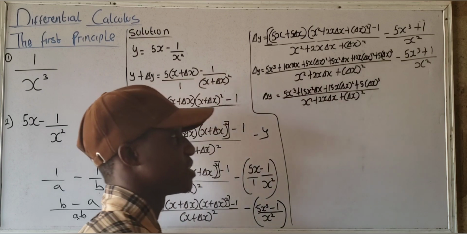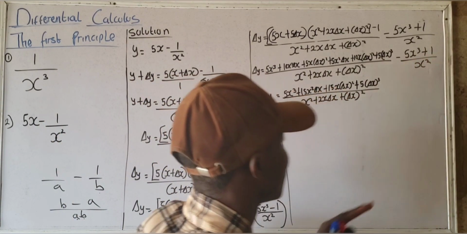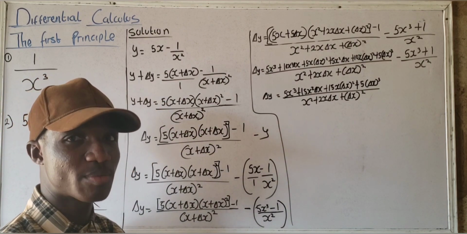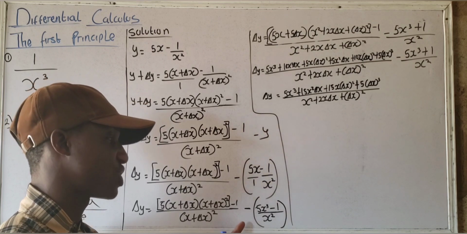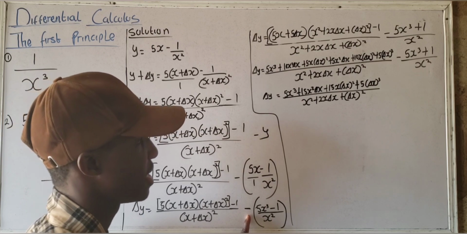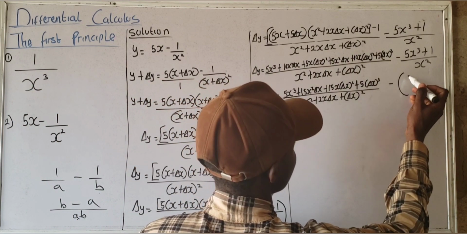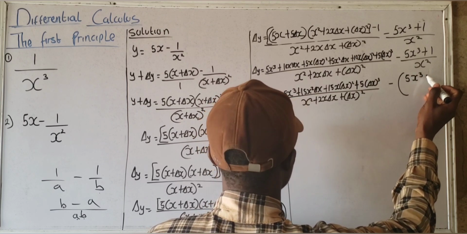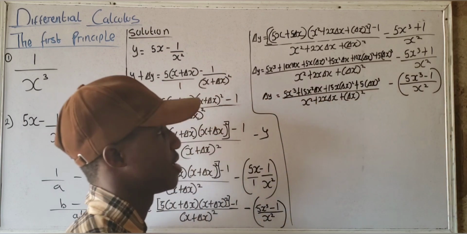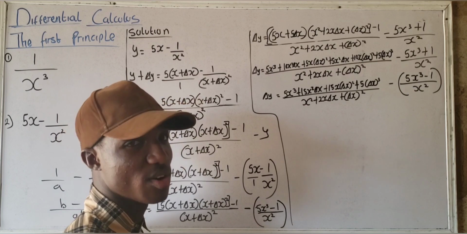Now, please, I want you to pay attention. Do you know how I got negative 5x cubed plus 1? I opened this bracket using this negative sign, but in an attempt to help you simplify the solution, let us rewrite this at this side. So I'm going to have minus 5x raised to the power of 3 minus 1 all over x squared. Okay? Now, the next step is that you have to take the LCM.